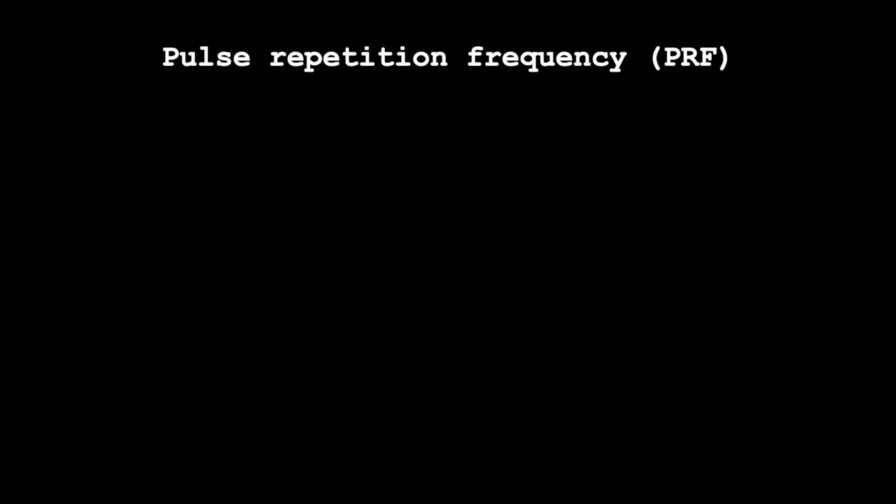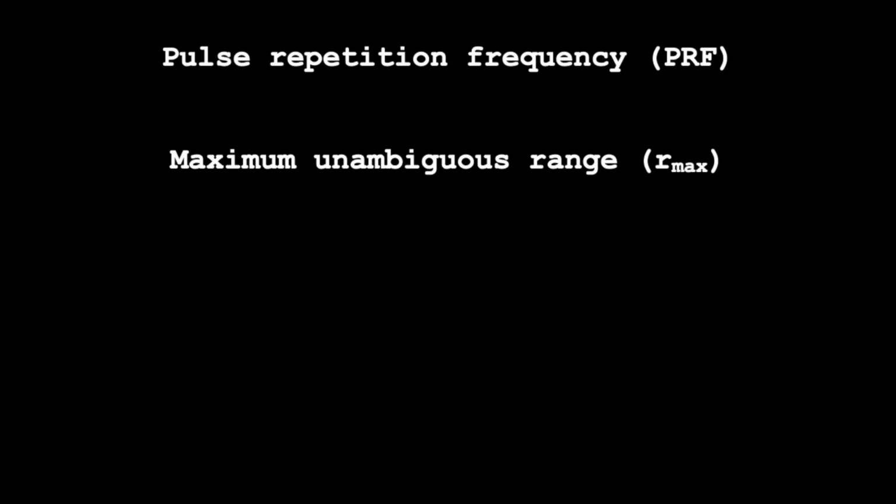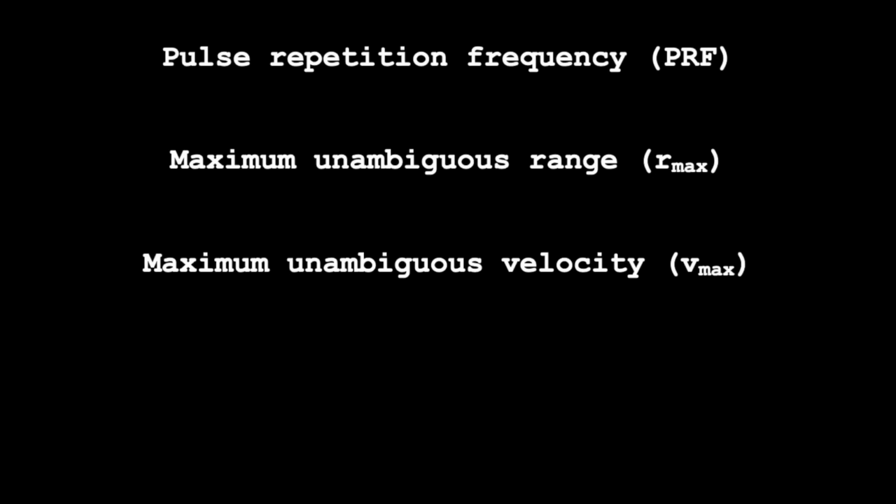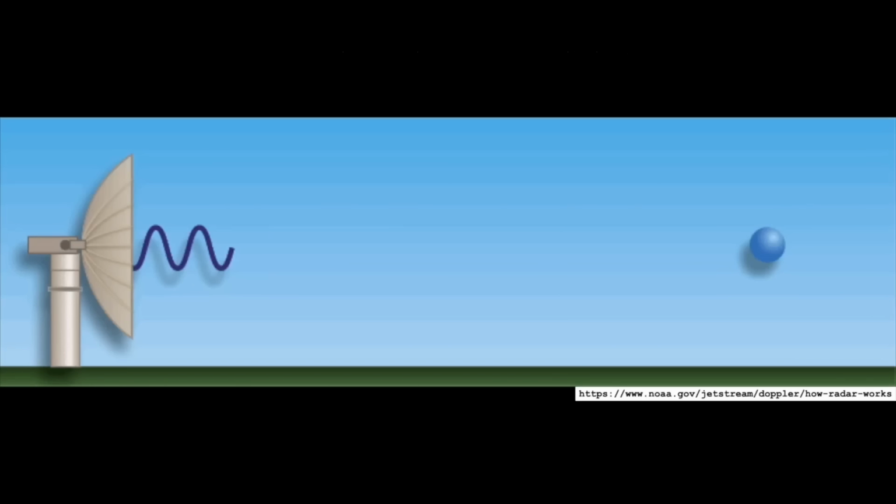The number of pulses a radar transmits per second is called the pulse repetition frequency, or PRF. The PRF influences a couple of important quantities called the maximum unambiguous range, or RMAX, and maximum unambiguous velocity, or VMAX. If a radar emits a pulse before the backscattered energy from the previous pulse is received, the radar will be unable to properly determine the range of the target. In other words, the range of the target that the radar measures becomes ambiguous.